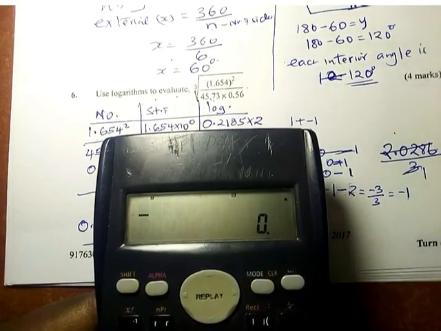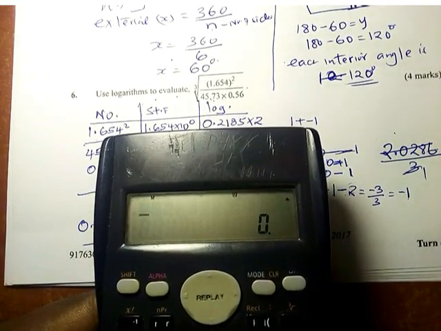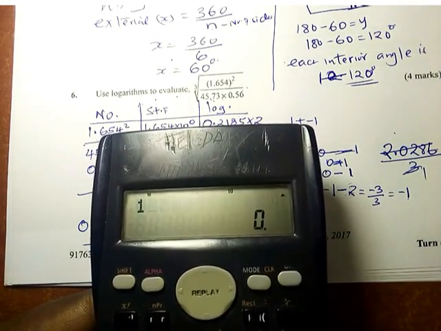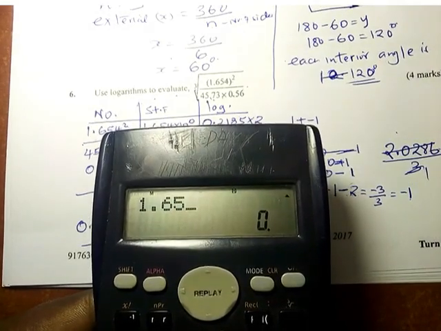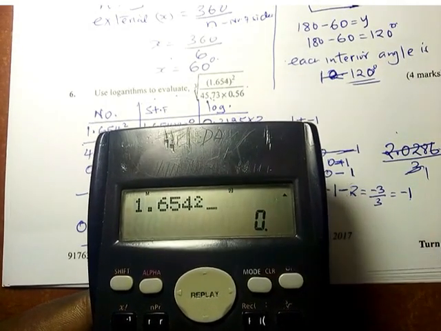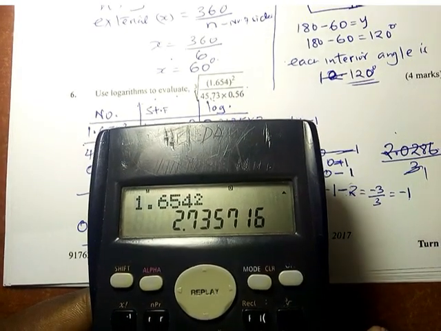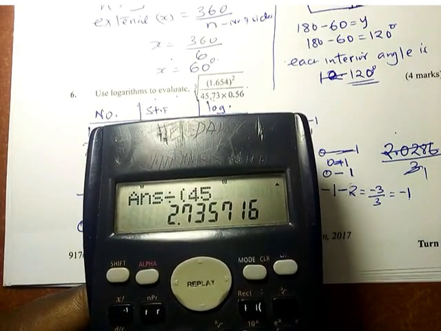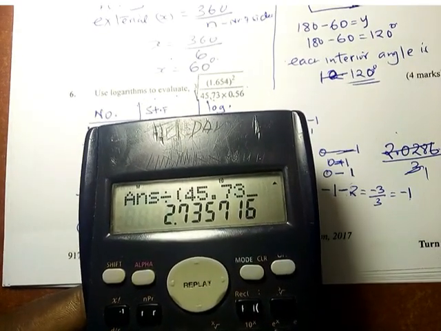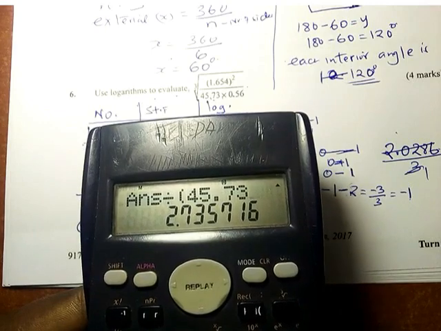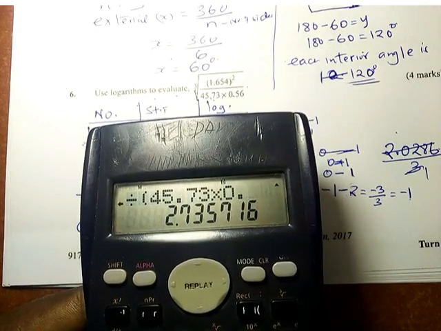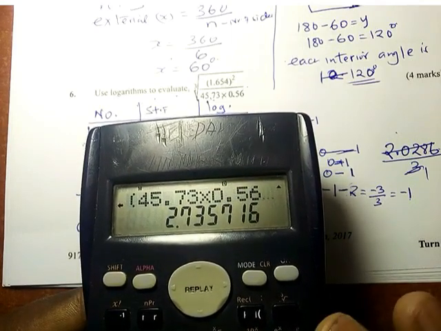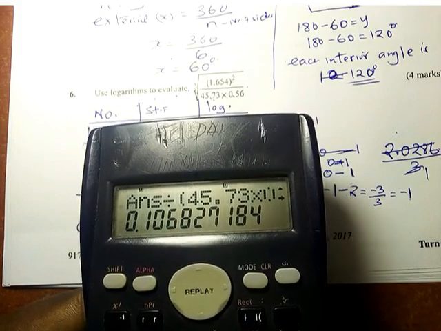Ni vizuri ku confirm your answer using a calculator directly. Kwanza make sure umepata, yani uhakikishe umepata. So unafinya hiyo number directly kwa calculator 1.654 square, right? So unapata jibu, divide by you open bracket 45.73, times 0.56, you close the bracket, you press equal sign, that is the answer.